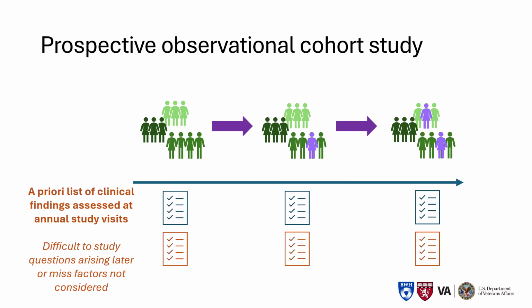Now, where EHRs and other kinds of real-world data are helpful is that sometimes even the best designed observational cohort study doesn't have all the risk factors, because maybe something new came up. You discovered there's a new disease. There are things that you can't possibly think of when you started the study. And the power of EHRs is that you are capturing all types of clinical factors, outcomes and phenotypes as part of routine care.